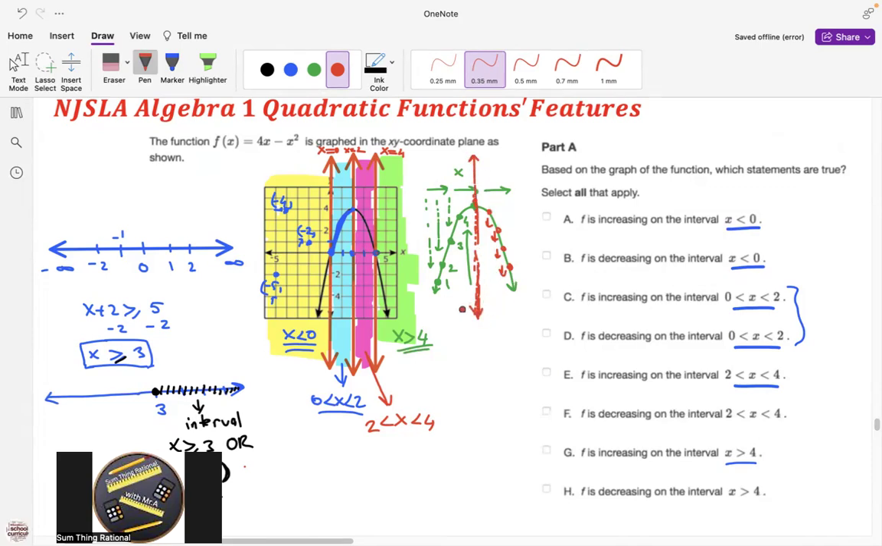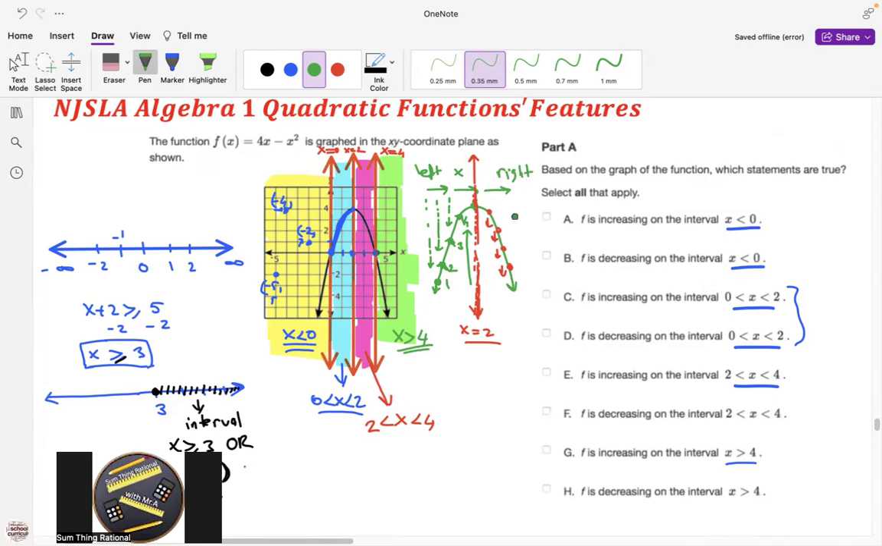After this axis of symmetry here, what is the axis of symmetry here? It is the line x equals 2. After the line x equals 2, your points are going down, which means that your function is decreasing, okay? Your function increases here, direction is up, because x is going from left to right.